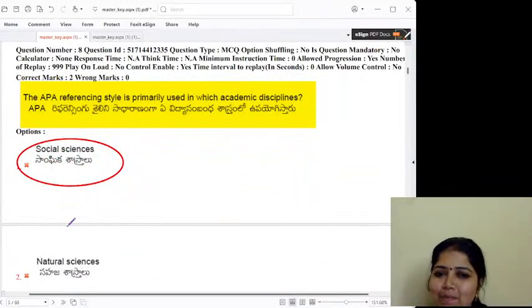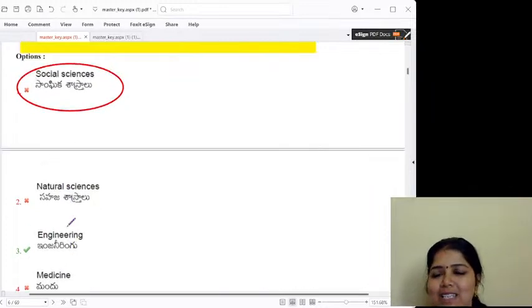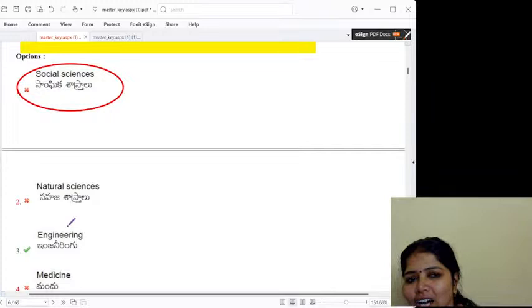APA referencing style is primarily used in social sciences. Primarily used in social sciences, psychology kind of things, right?